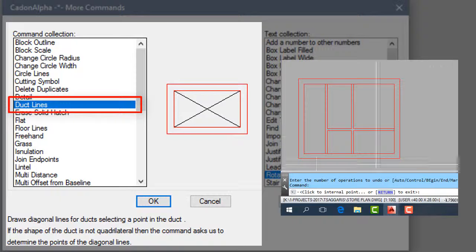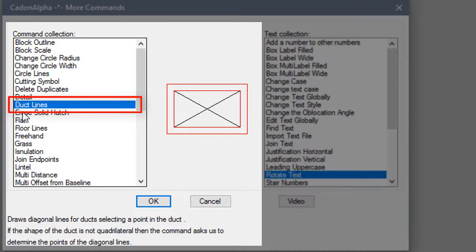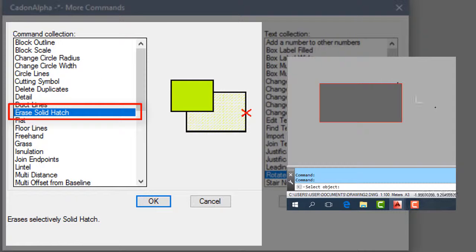Draws diagonal lines for ducts, selecting a point in the duct. If the shape of the duct is not quadrilateral, then the command asks us to determine the points of the diagonal lines. Erases selectively solid hatch.